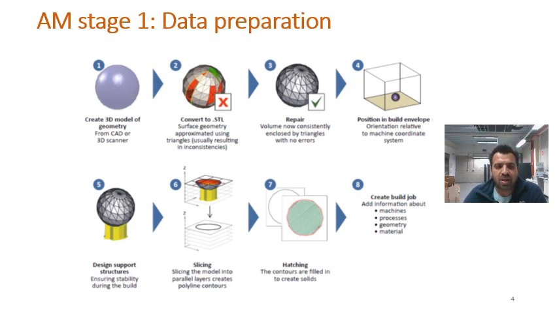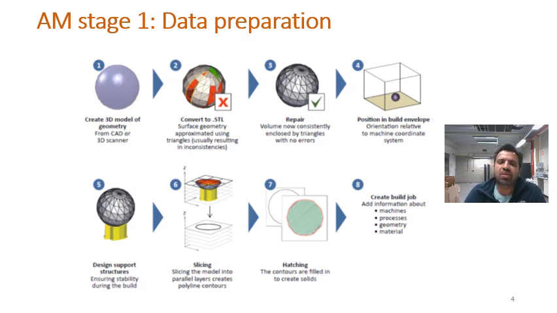In step 6, this model is sliced into parallel layers, which contain polyline contours, because the STL format has these models only from the surface. So those slices will contain the polylines of those contours. In step 7, these slices, those contours, are filled. Actually, it gives a scheme of how these slices will be filled.